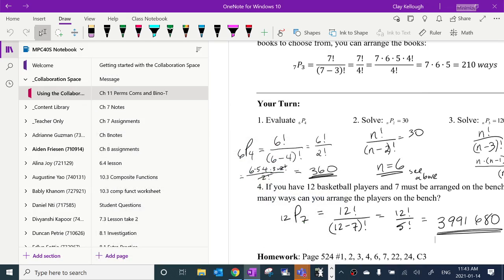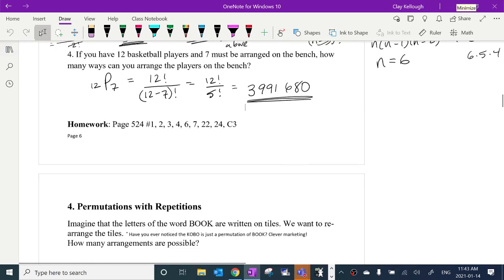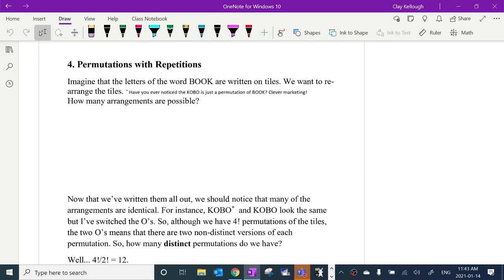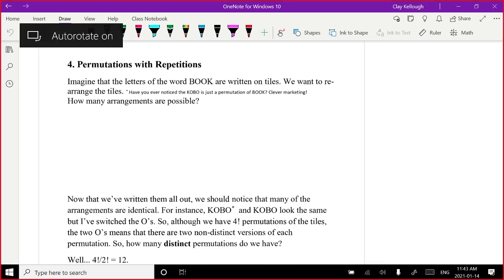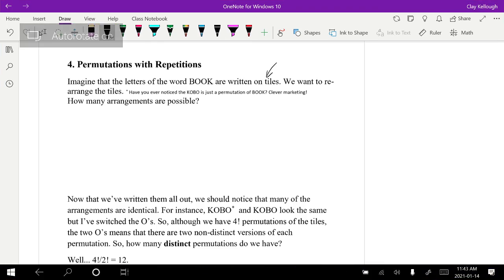All right. So we are picking it up here at what we call permutations with repetitions. Imagine that the letters of the word book are written on tiles. And when I say written on tiles, try to imagine, like, ever play Scrabble?